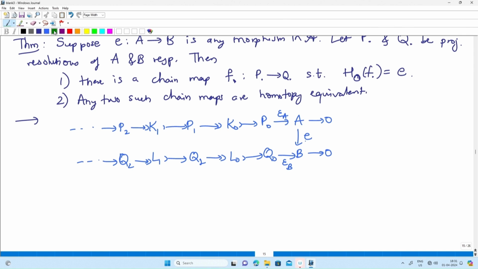Yeah? So the green arrow, so observe this condition. Q0 to B, epsilon B. It is called the augmentation map. Yeah, this augmentation map is surjective. I mean, it is an epimorphism because there is a 0 at the end. So therefore, any map from P0 to B can be lifted to a map here from P0 to Q0. So the green arrows exist by projectivity.